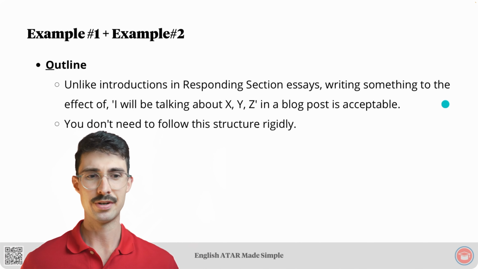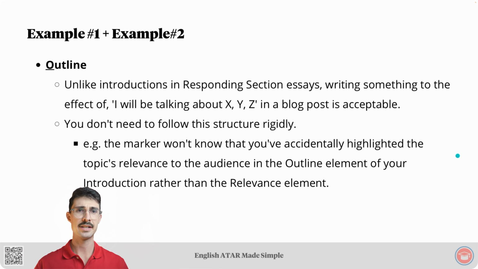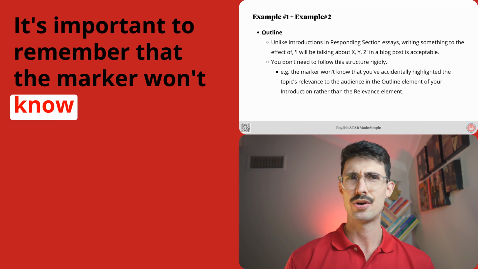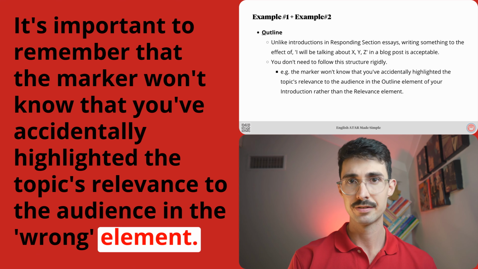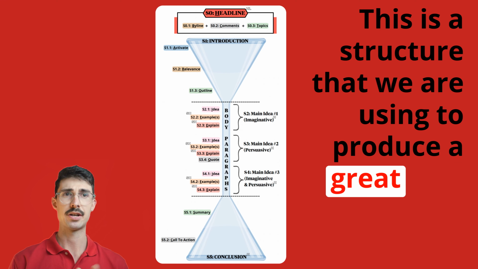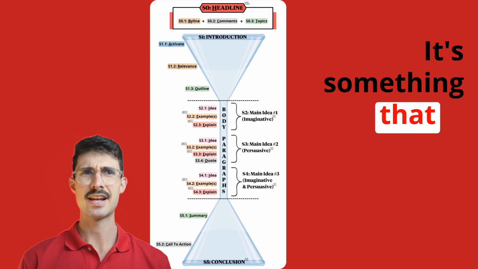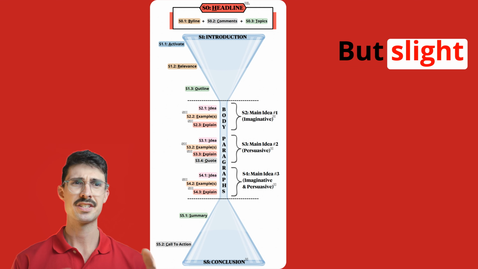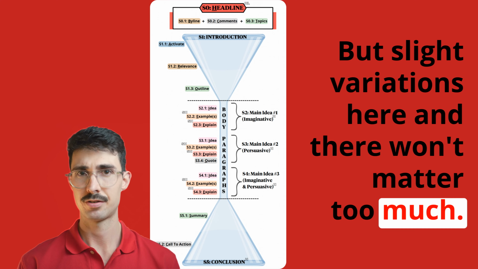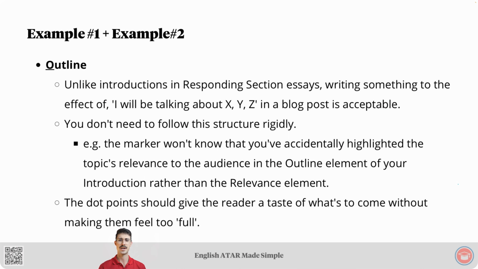Another really important point is you don't need to follow this structure rigidly. And I mentioned this in the context of stating the relevance of my post in the outline section instead of the relevant section for example 2. It's important to remember that the marker won't know that you've accidentally highlighted the topic's relevance to the audience in the wrong element. This is a structure that we are using to produce a great blog post for the audience. It's something that is invisible to the audience, but it's something that engages them. That's why we try and follow it, but slight variations here and there won't matter too much. One final point, the outline should give the reader a taste of what's to come without making them feel too full.